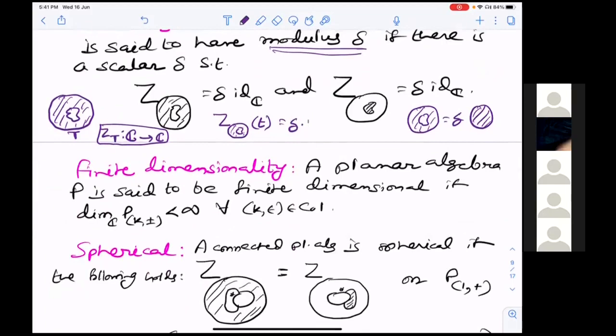And this is very desirable: a planar algebra P is said to be finite dimensional if the dimension of each vector space is finite.